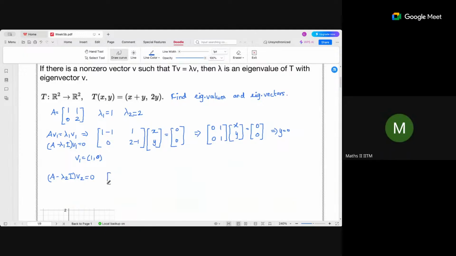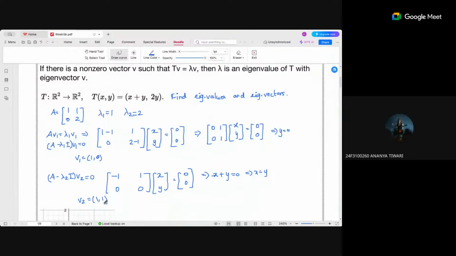Here you see A minus lambda 2 I is A minus 2I. So you will have minus 1, 1, 0 and 0 times x y. This means it is minus x plus y. The equation you get here is minus x plus y equal to 0, which means x is equal to y. So for example, I can take v2 as 1 comma 1.